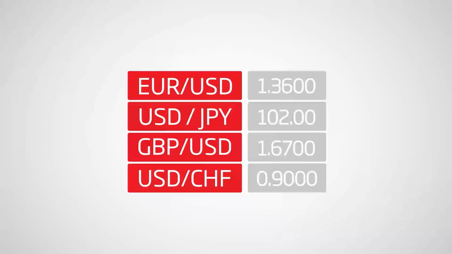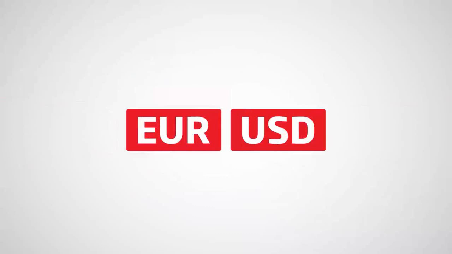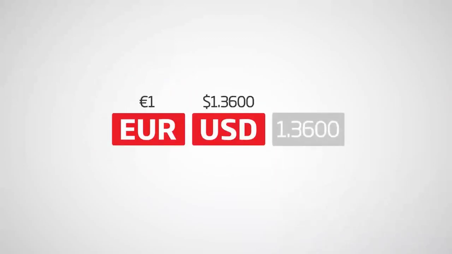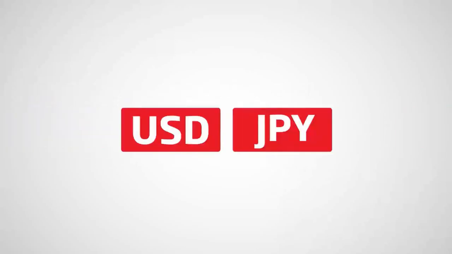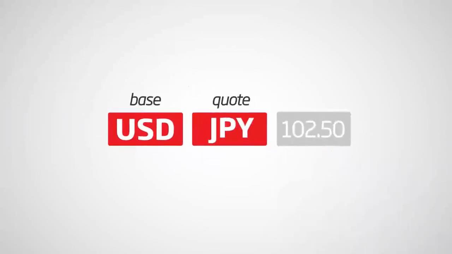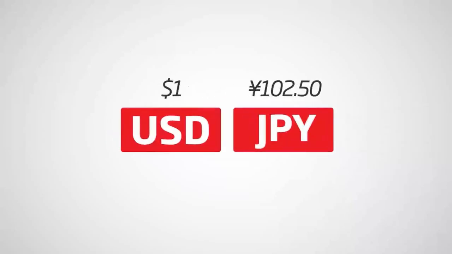So for example, if you're trading EUR USD, the euro is the base currency and the dollar is the quote currency. The rate represents how many dollars you need to buy 1 euro. On the other hand, if you're buying USD JPY, the dollar is the base currency and the yen is the quote currency. The price represents how many yen you need to buy $1. The base currency is usually bigger than the quote currency, but not always.